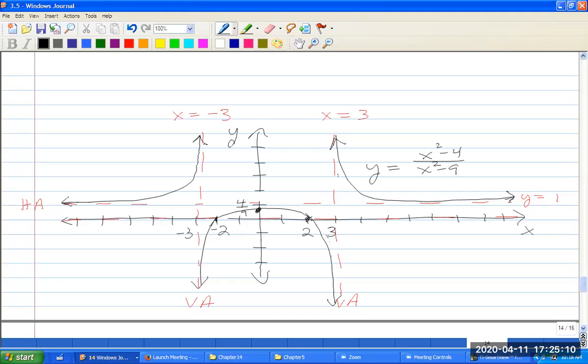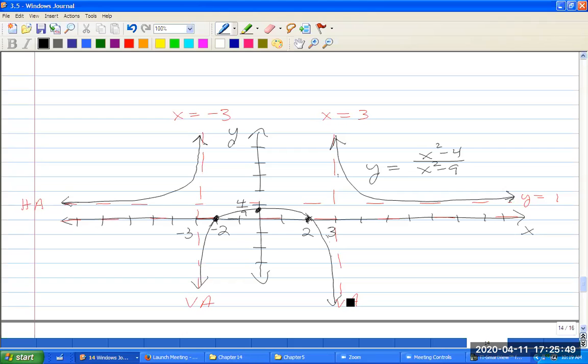So let's sketch the graph of this. We have x-intercepts at plus or minus 2 and a y-intercept at 4/9. So we have to go through these 3 points. We can't cross the x-axis any other place. There's a barrier here at 3, so we've got to go to infinity when we approach plus or minus 3. So this graph has to look something like this.